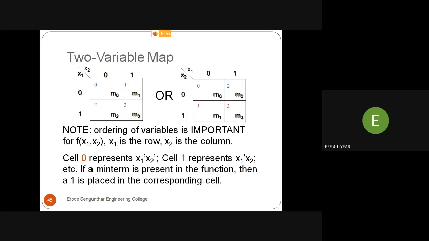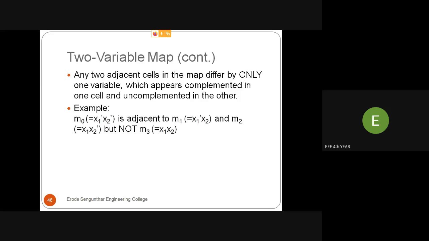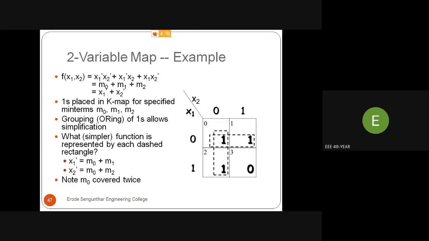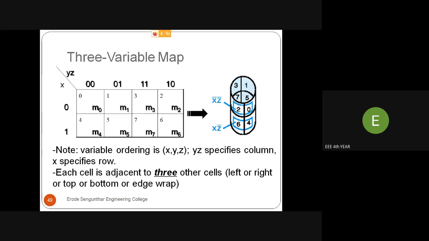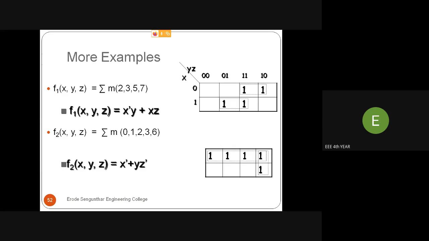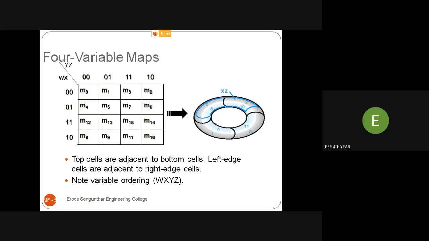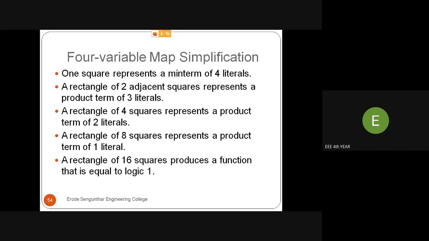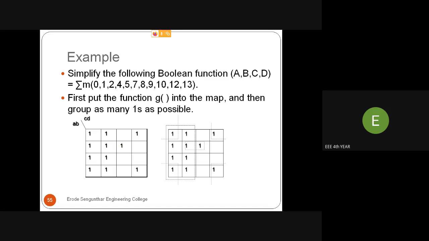Okay, we have different variables of K map. One variable K map, two variable K map, three variable K map. Again, we have four variable K map, with different examples. Five variable K maps also exist, but this method is somewhat difficult to solve.